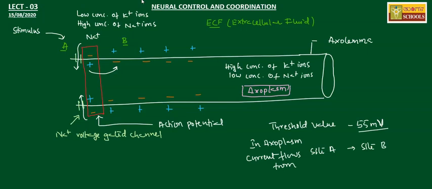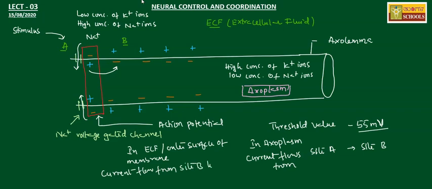Now in the ECF, on the outer surface of the membrane, the current flows from site B to site A. So this is where I'm showing, from this point to this point. This is the current flow.